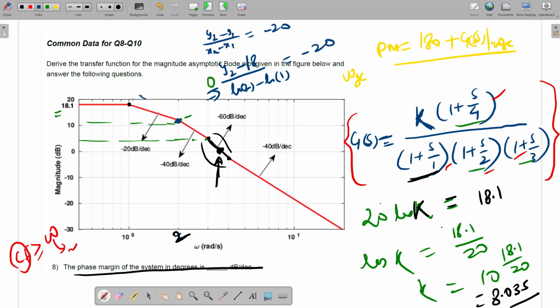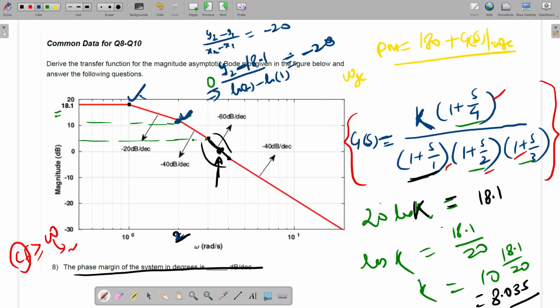See, I know the magnitude of this point. I want the magnitude at this point. So slope equation is y2 minus y1, y2 minus 18.1 divided by, this is log 2. Logarithmic we should take. So log 2 minus log 1 is equal to minus 20, correct? So y2 will be minus 20 into log 2 minus log 1 plus 18.1.